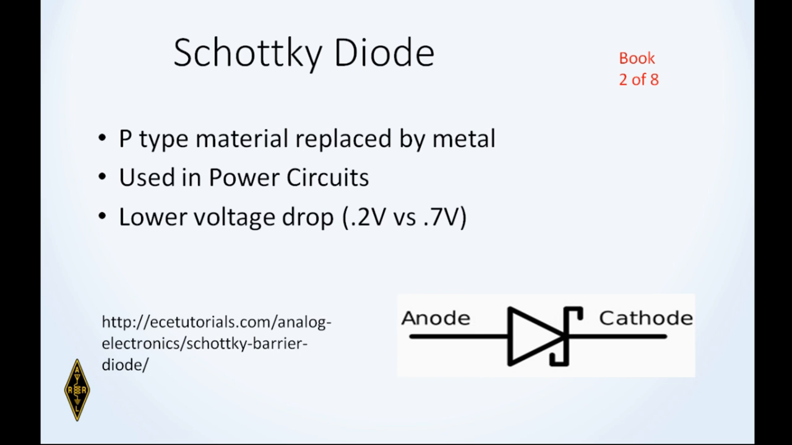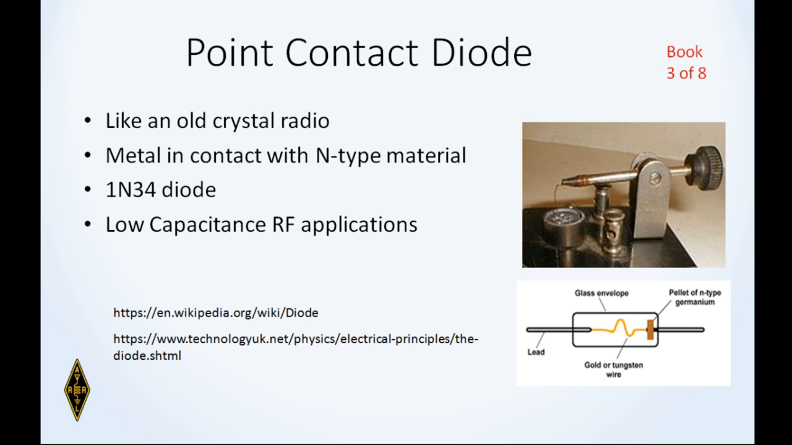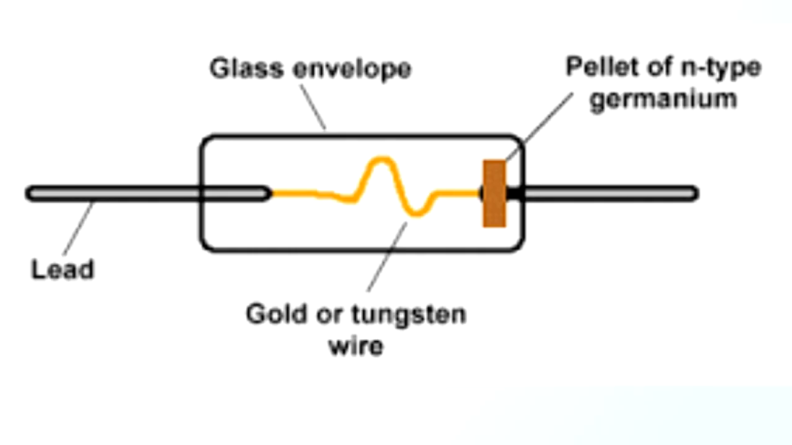Number three, a point contact diode. And here we go back to the galena and the cat's whisker that's sitting on top of it. These are low capacitance RF detectors. The 1N34 is the most common type of radio detector diode you can find.